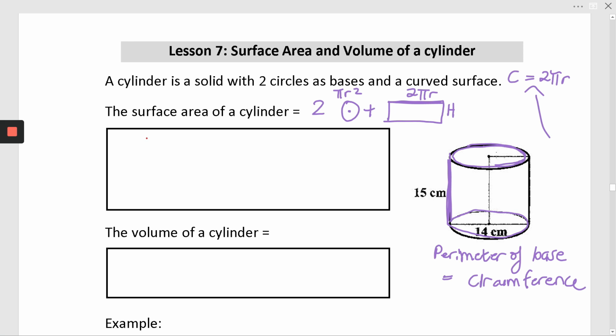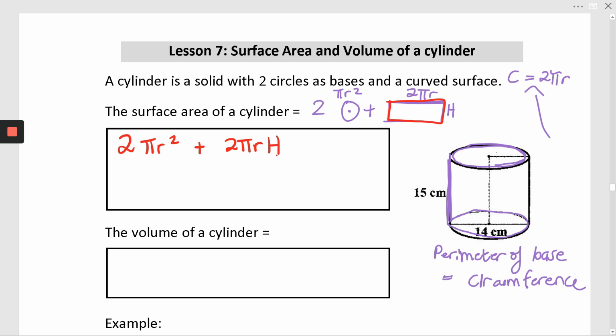So let's put this into the formulas now. Adding up the different shapes, I'm going to have 2 circles. So 2 pi r squared. And then I'm going to have a length times breadth, which is this label, the rectangular bit that goes all the way around. But the length is going to be 2 pi r, and the height is going to be the same as the height of the cylinder.